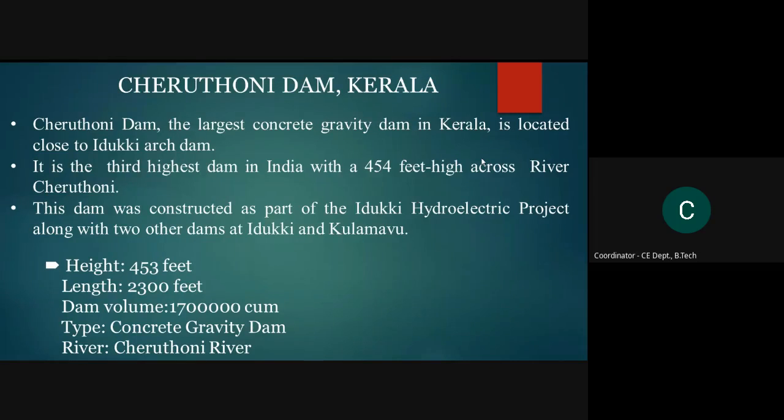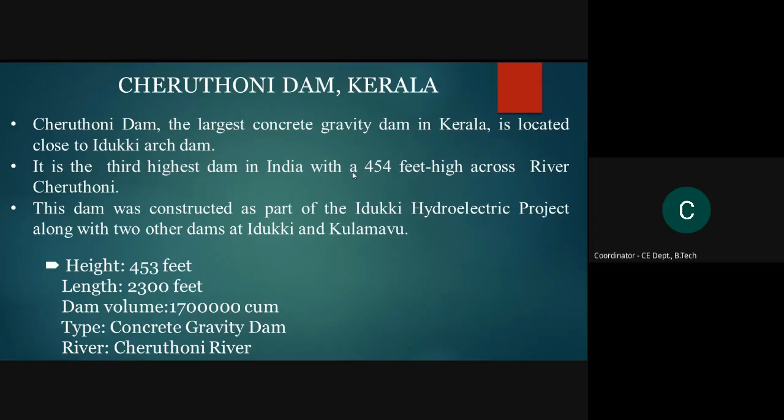Cherutoni Dam, the largest concrete gravity dam in Kerala, is located close to Idukki Arch Dam. Basically, this dam consists of two other dams. It is the third highest dam in India, 454 feet high, across the river Cherutoni.